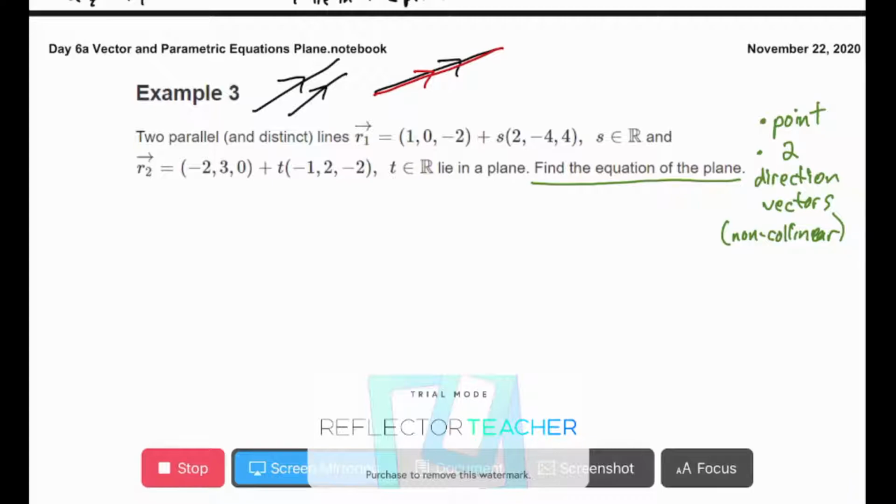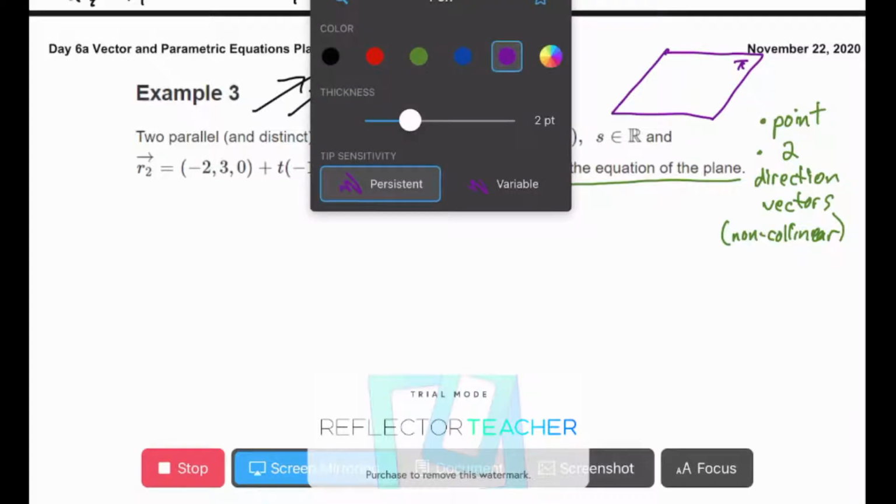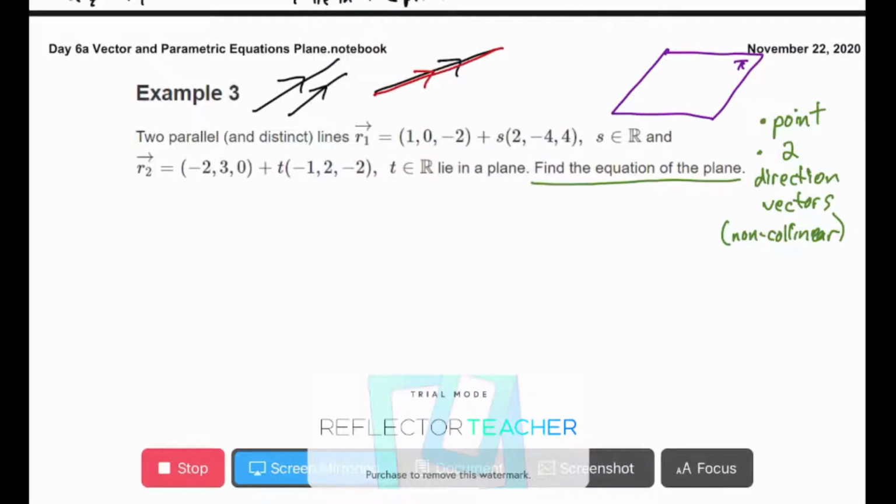And let's just visualize this situation before we dive into the calculations. So we have a plane, and we have 2 distinct but parallel vectors. So R1 is going to be like here, and R2 is going to be like here. So I can go back and forth.